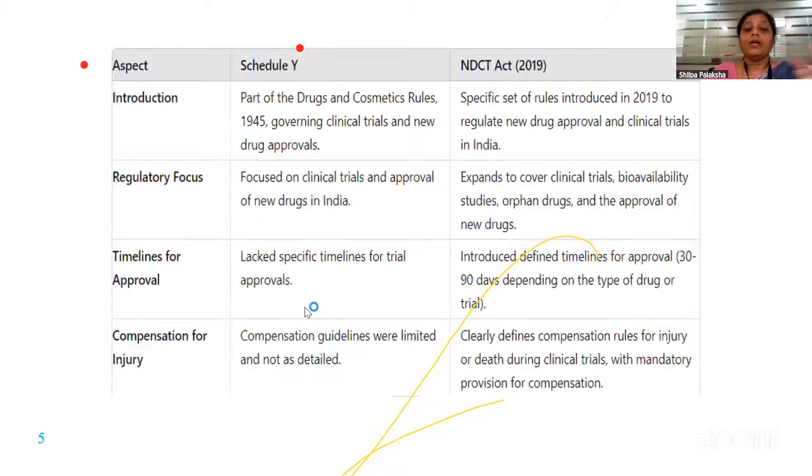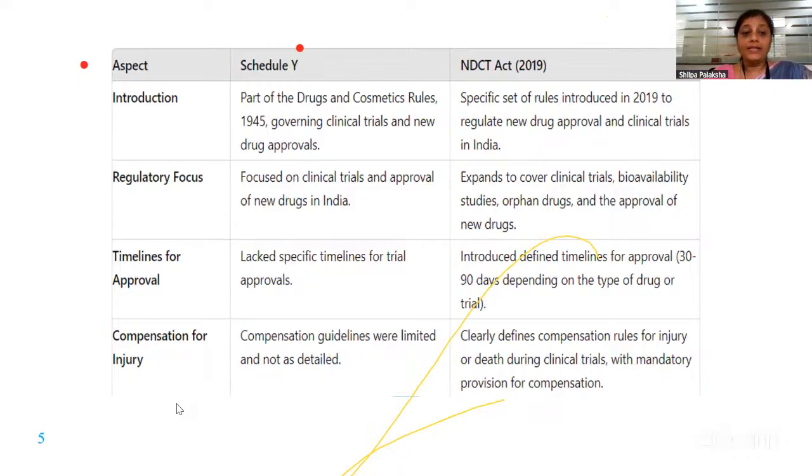So just to understand the difference between these two, where Schedule Y was earlier and why the New Drugs and Clinical Trials Act came into the picture. The introduction was done as part of the Drugs and Cosmetics Rules in 1945. Since then, many changes have occurred, with advancement in trial processes, and the timeline requirements are different. Earlier, there were no timelines. However, in this NDCT Act, a specific set of rules was introduced. It was prepared earlier but got published in 2019 to regulate new drug approval and clinical trials. So it's more specific to this particular part.